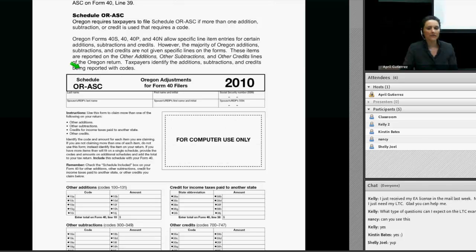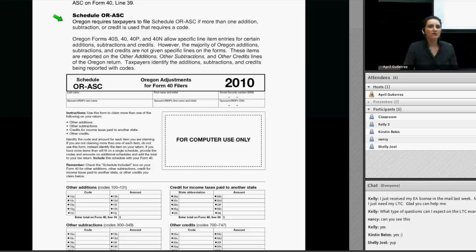Here is the schedule. It's a relatively new animal. Oregon introduced Schedule OR-ASC only about 3 years ago. Up until that point in time, you had to attach statements showing what your other additions, subtractions, and credits might be, and it did cause quite a bit of confusion, Oregon trying to understand what code for how much. So that's why they introduced the schedule. Oregon requires taxpayers to file this schedule if more than one other addition, subtraction, or credit is used that requires a code.